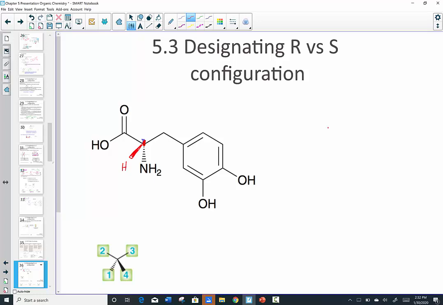So here's the chiral center. Right now as it's drawn, we have a hydrogen. I know that's going to be priority 4. We have a nitrogen and 2 carbons. So the nitrogen will be priority 1. It has a higher atomic number than a carbon.